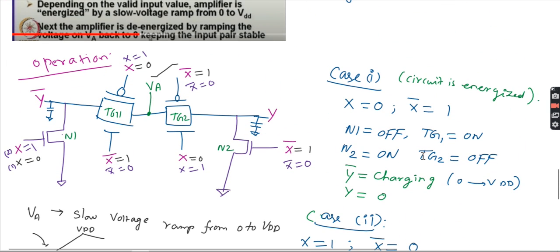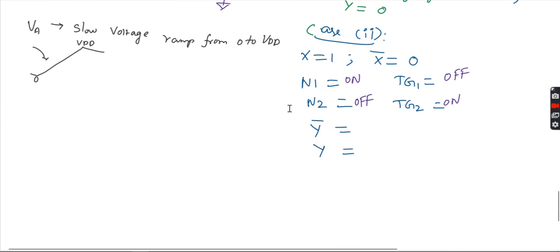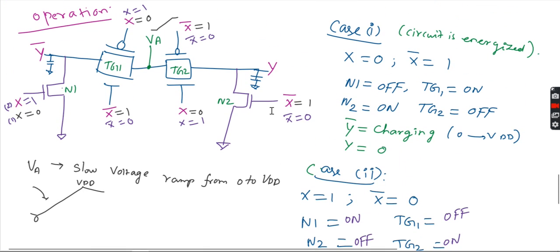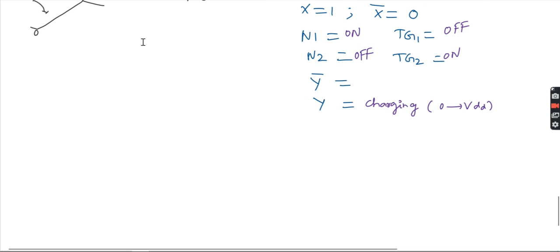You see this, because X is equal to 1, so this will be on. If this is on, here we have the capacitance Y, and the portion of Y will be charging. Y is charging from 0 to VDD. What about Y bar now? Already it was charged, correct? Due to X equal to 1, the NMOS 1 is on.